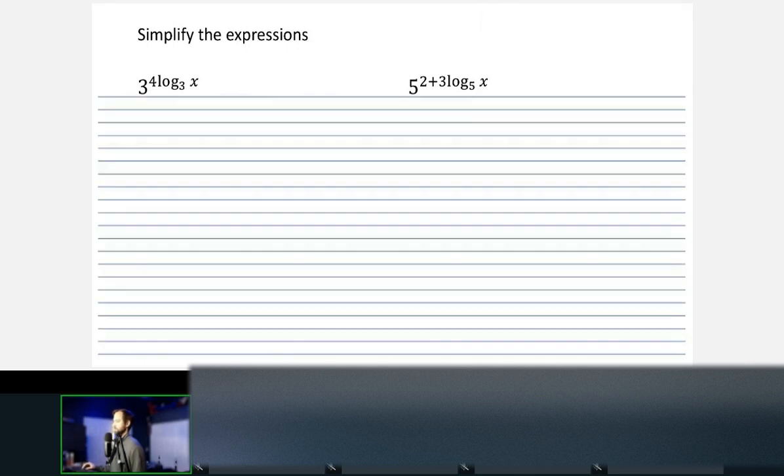So let me go on this page here, because I didn't do it that way to start, but we can. So we have 5 raised to the 2 plus. Now you said you wanted to move that 3 to become an exponent to the x, and we can do that. All right, now what?